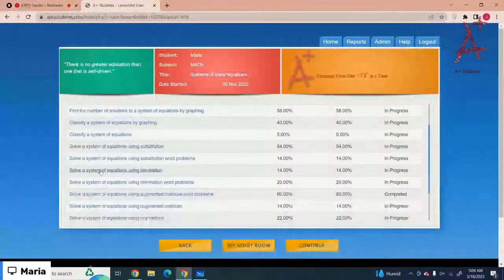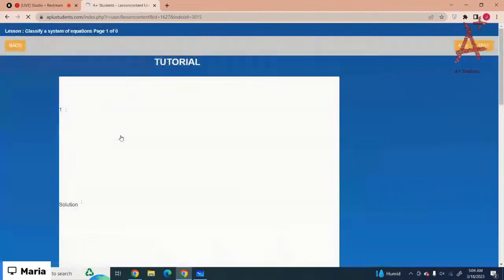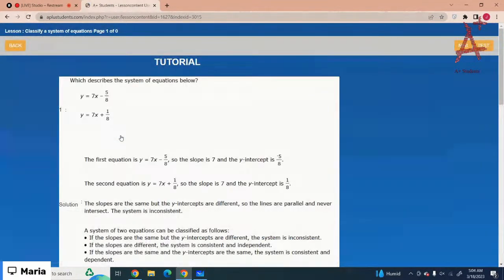So here I'm on grade 10 maths. The chapter name is system of linear equations and the lesson I'm going to start with is classify a system of equations. So let's just start with the example. First example: describe the systems of equations below. y equals 7x minus 5 over 8 and y equals 7x plus 1 over 8. You have to classify the system of equations on the basis of their slope and the y-intercept.